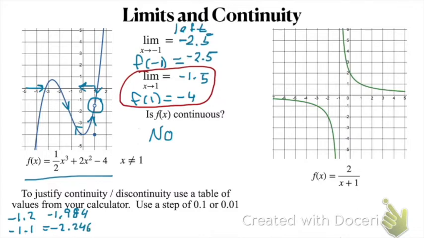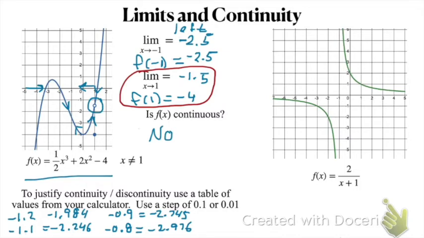And then you do the same thing for -0.9. And you're going to look at these values and see what's happening. This is equal to -2.745. And -0.8 equals -2.976. So if you look at, you have -2.246 at -1.1, and at -0.9 you have -2.745. And roughly right in between those is -2.5.